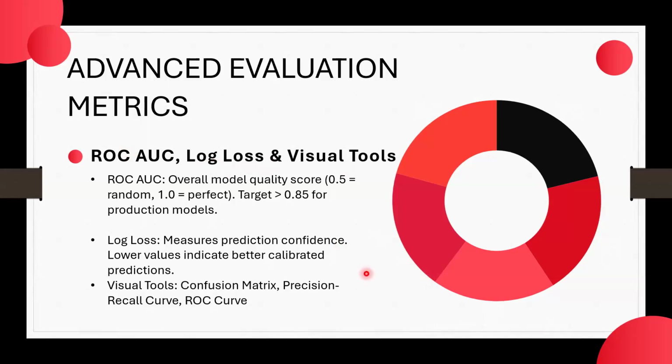So our log loss measures the prediction confidence, right? A lower value indicates better calibrated predictions. So the lower the loss, the better for us. And usually when you see loss, the lower the loss, the better. That's the whole thing with machine learning. We're always trying to reduce our loss as much as possible, and we're trying to increase some other metrics to make sure that we find balance. So we'll look at this in our practical.